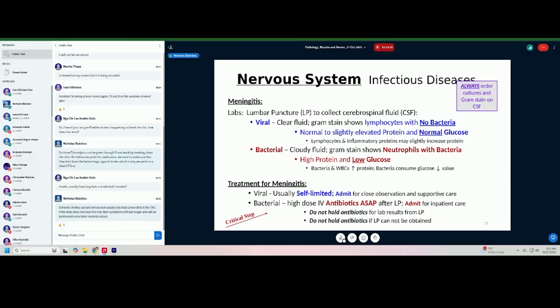So again, the gram stain is going to show clear fluid, just lymphocytes, but there's not going to be any bacteria. Okay. We can also check for protein levels and glucose, and that's one of the things we want to make sure we're checking for.